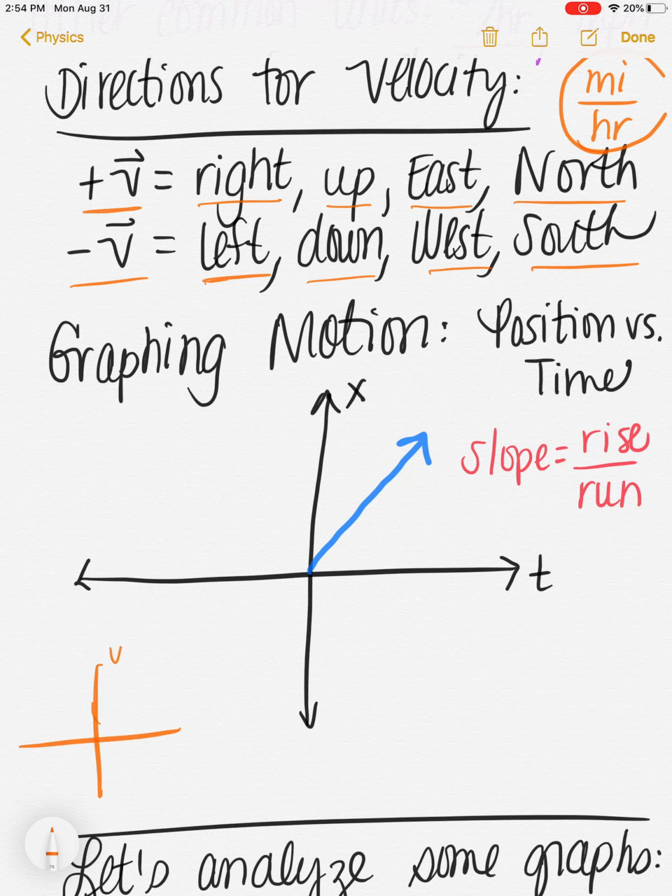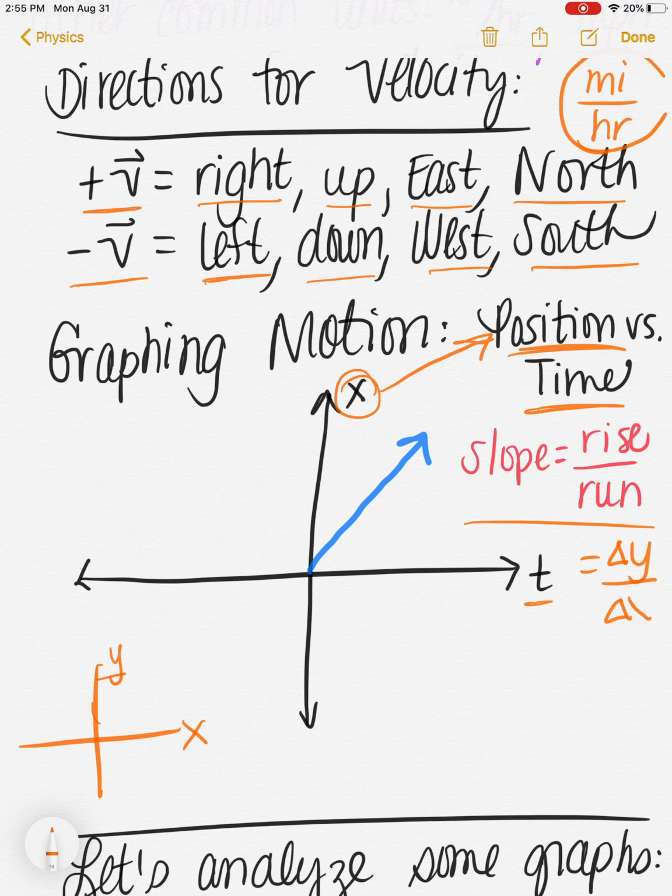Now, normally, you would plot the y-axis up here and the x-axis down here. But generally, we are going to plot position versus time, which means that x, which stands for position, is actually going to go on the y-axis, and time is going to be plotted here on the x-axis. Now, if you think back to your lessons in math class, slope is equal to rise over run, which is typically the change in y over the change in x.